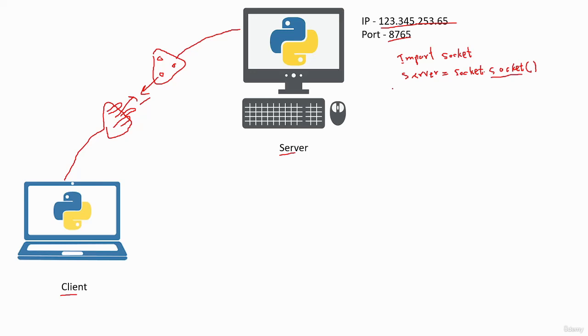Now we have to specify the IP address and port of the socket. For that we have to use a method called bind, server.bind. Within the parentheses we have to pass the tuple of IP address and the port. There are two sets of parentheses. First I have to specify the IP address. In this case this is the server, so the IP address is itself. So the IP address will be empty. There will be double quotes, and within the double quotes is empty. Then I have to put a comma. Then I have to specify the port. In this case the port is 8765.